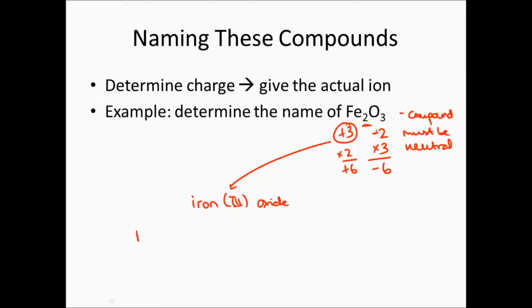In contrast, if I have FeO, then this has a -2 charge, so this must have a +2 charge, so I have an iron(II) oxide in this case.